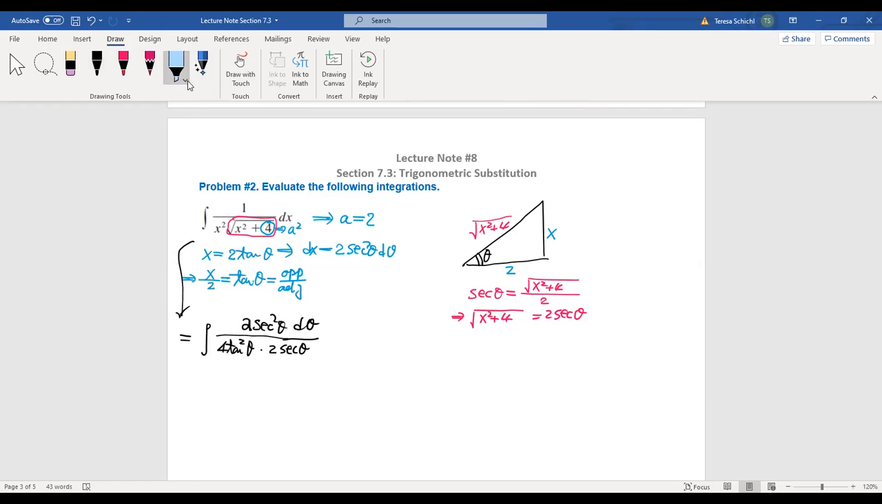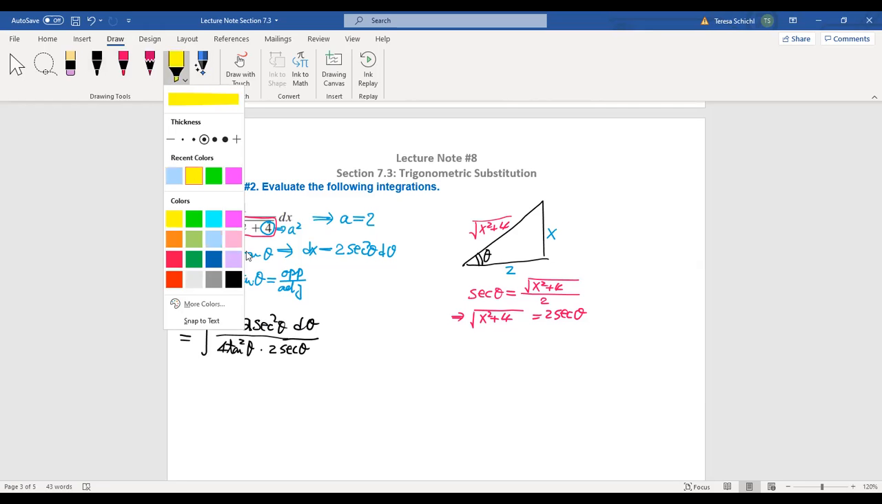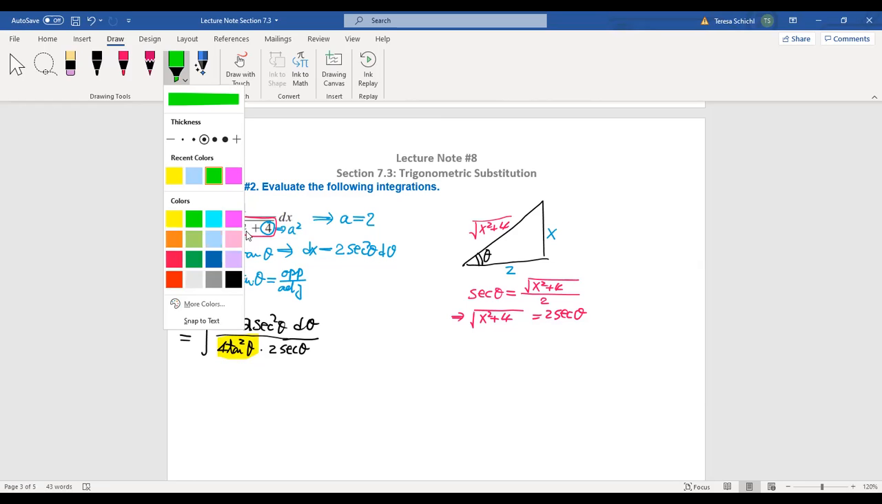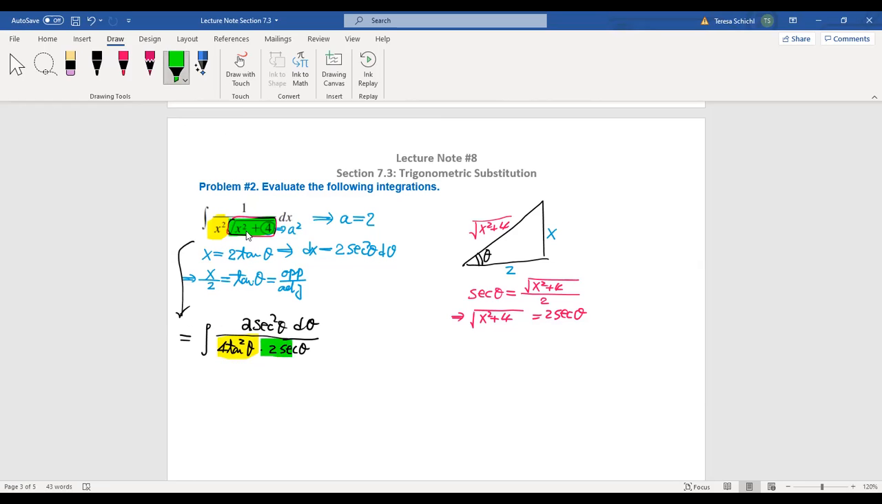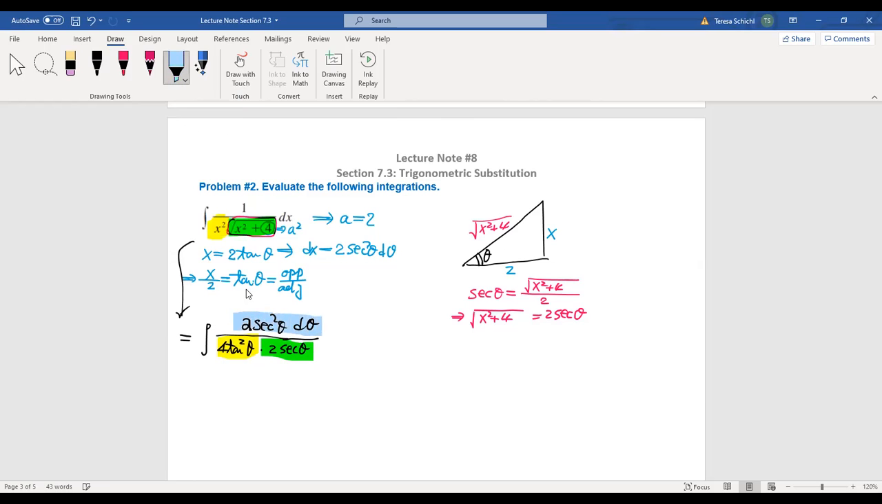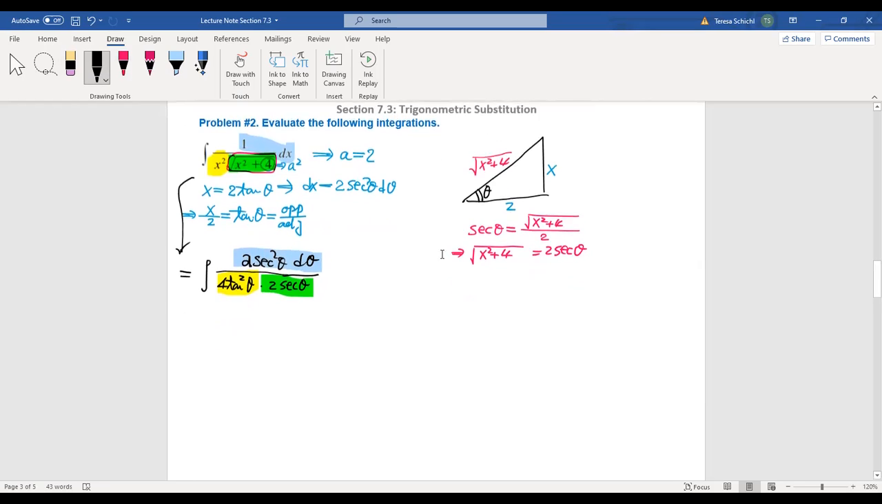If you like, you can do like what we did before, making sure we cover each term. This is x squared, so you color code that. The square root of x squared plus 4 is 2 secant theta. And the last one is dx, which is 2 secant squared theta d theta. So you know your whole integration was covered. Okay, now it has changed to an integration with trig functions.